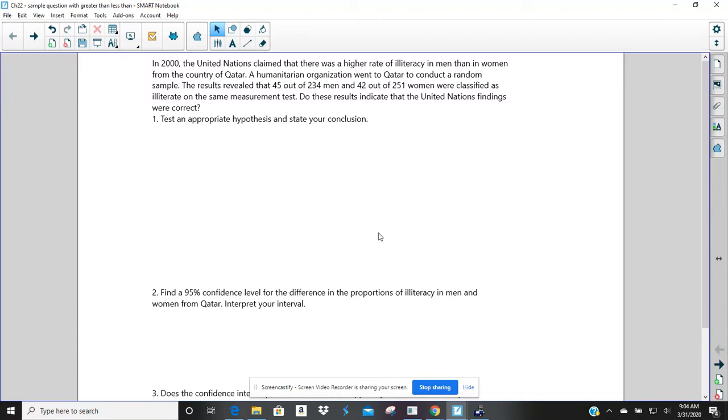Morning, everybody. I wanted to do some review for you for confidence intervals and hypothesis testing for two proportion problems, finding the difference. And so I want to start with this question.